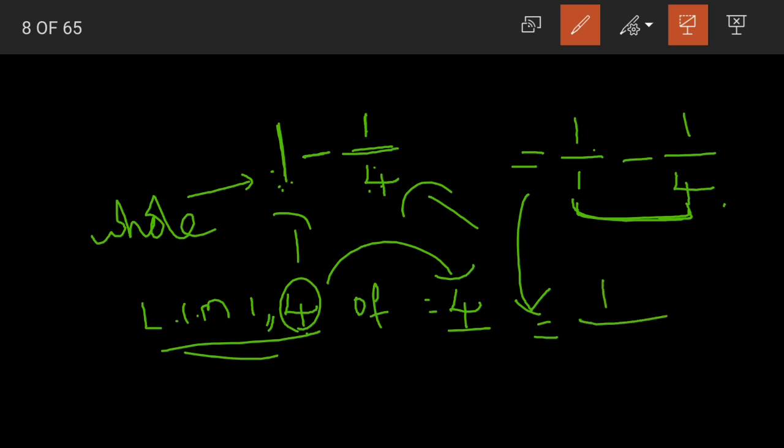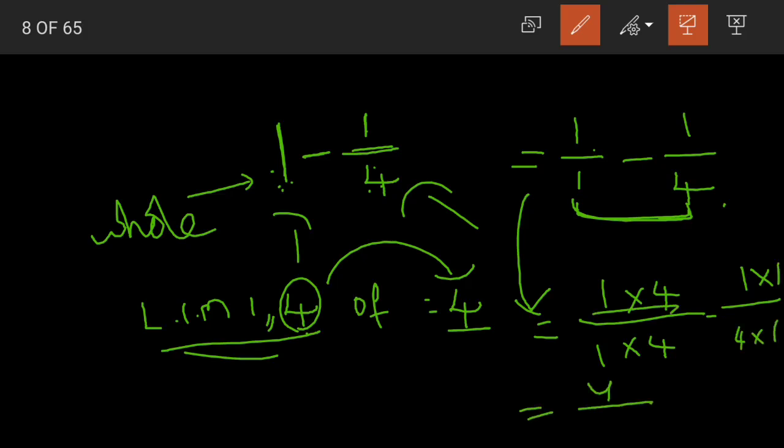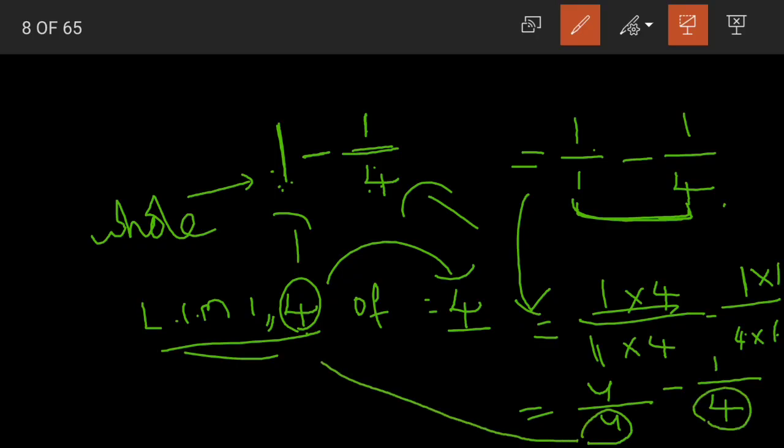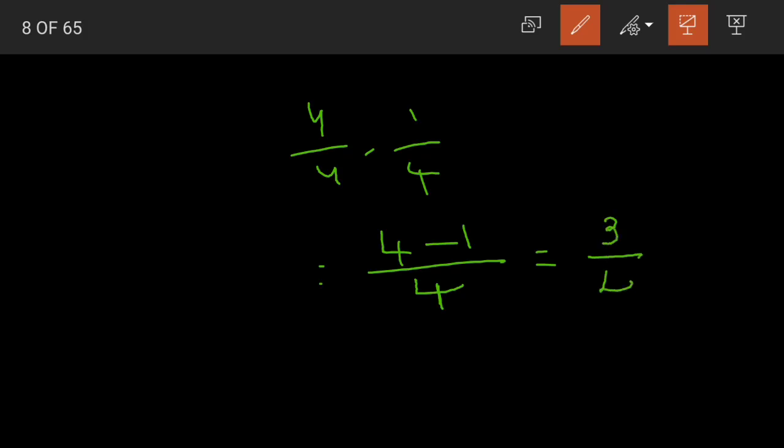Converting these into like fractions, 1 into 4 by 1 into 4 minus 1 into 1 by 4 into 1. 1 4s are 4 divided by 1 4s are 4 minus 1 1s are 1 by 4 1s are 4. Now we are left with two like fractions with the same denominator 4. How did we get this 4? We got this after finding out the LCM. So 4 by 4 minus 1 by 4 is equal to 4 minus 1 divided by 4. That is nothing but our 3 by 4.